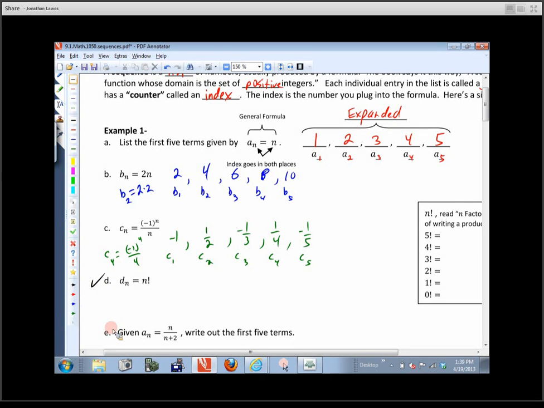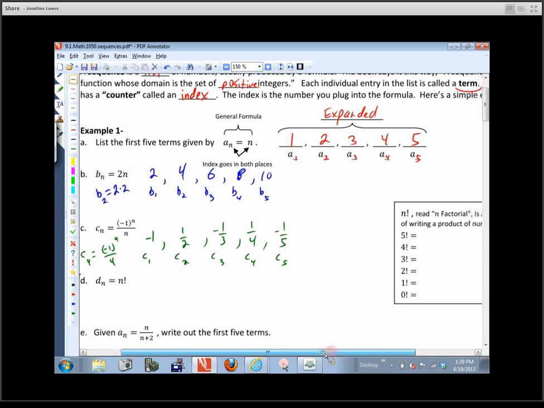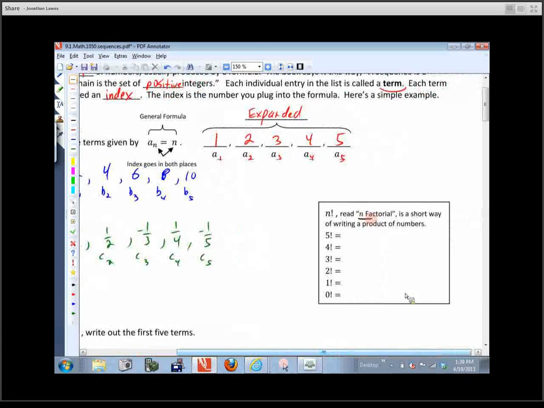Okay, raise your hand if you've seen this notation right here on D. A couple of you? Okay. Sarah, what's it called? Do you remember? Factorial. It is. Very good. Okay. It's called a factorial.